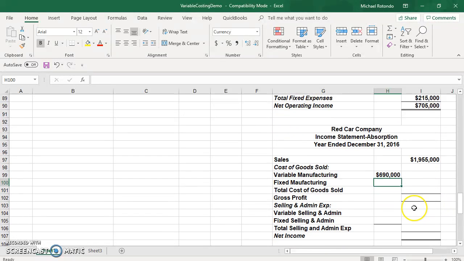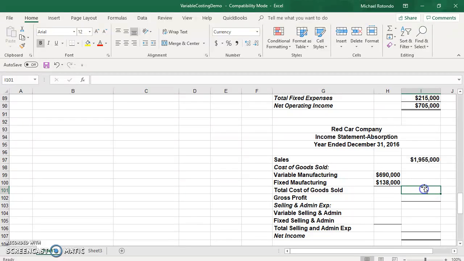But remember, our fixed manufacturing now is going to change. It's going to be higher because remember, we have to now take the 120,000 in fixed manufacturing costs, allocate them over the 200,000 units we've produced, and we have to multiply them by the number sold. Because remember, on our absorption income statement, this is a product cost and always has to be. So our fixed manufacturing under absorption when production is less than sales is going to be the highest. So it's 138.